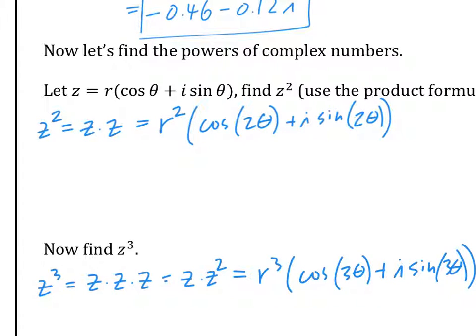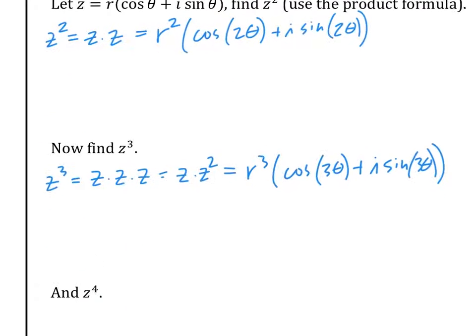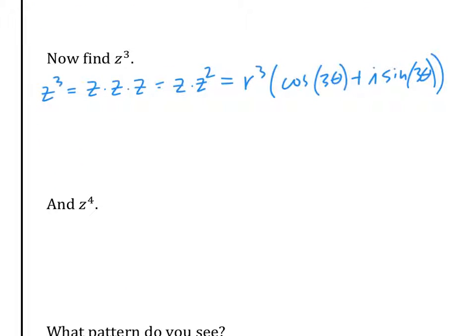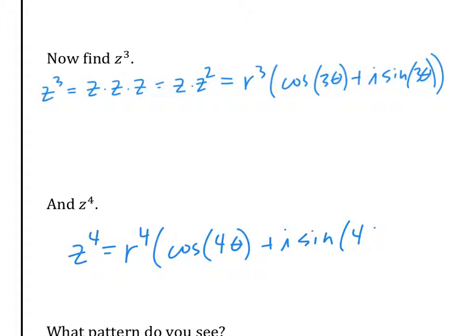Okay, can you guys see a pattern? What's the pattern? It's just whatever the power is, whatever the exponent is. So without doing much, can you figure out what z to the fourth is? Okay, go ahead and write down what you think z to the fourth is. Z to the fourth is going to be what? R to the fourth cosine 4 theta plus i sine 4 theta. Very good.